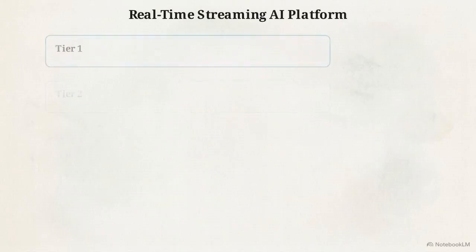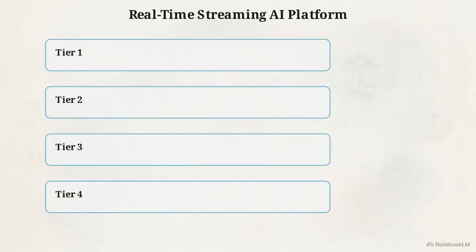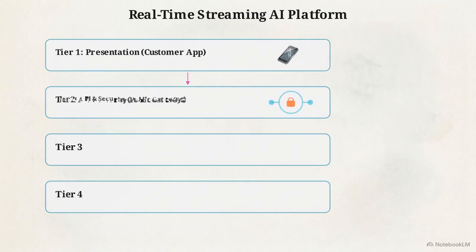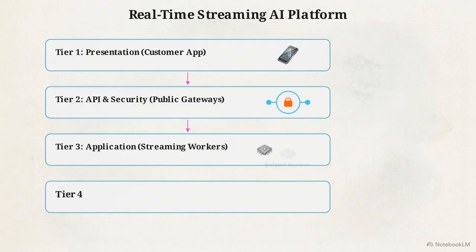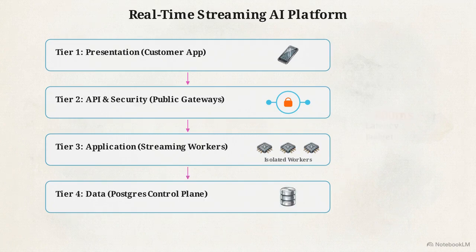Assembled, this diagram shows our final AI platform, a strict 4-tier architecture. Top is the presentation tier, the customer app. Next, the API security tier via public gateways. Behind that, the application tier of isolated streaming workers, supported by the data tier's Postgres control plane.